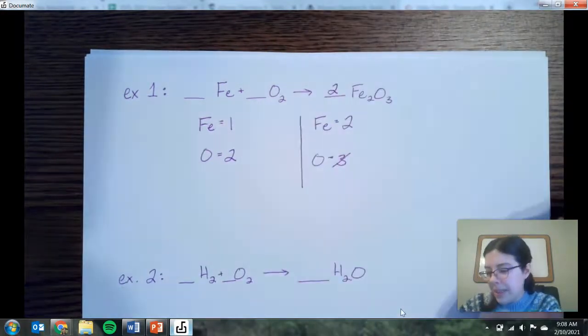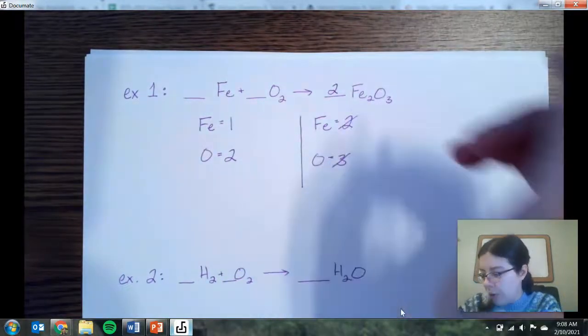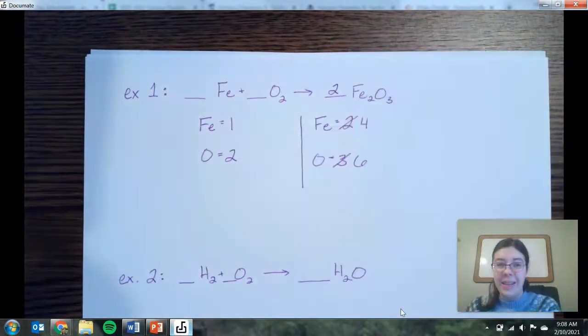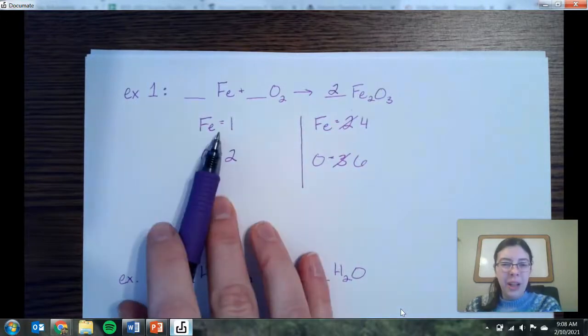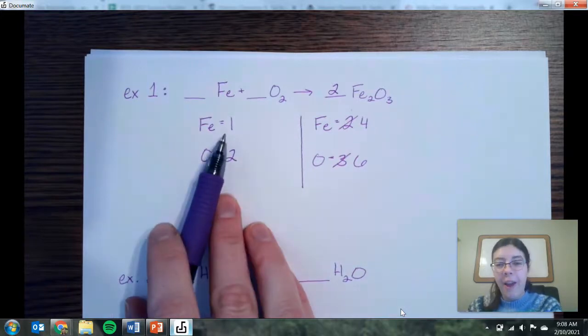And when I do that, I need to update all of the atoms that are affected. So in this case, it gives me 4 iron and 6 oxygen. So I go ahead and update those. Now, if I look, I'm not really any closer to balancing, but we can make some good progress from here. For my iron, if I have 4 on the product side, I need 4 on the reactant side. So I go ahead and put a 4 there.